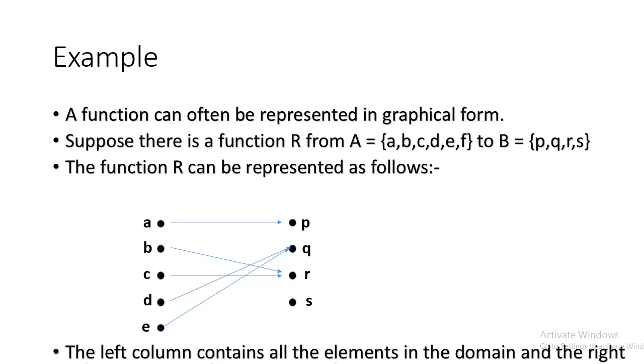From this figure we can say that the left column contains all the elements in the domain and the right column contains their corresponding images. Don't confuse here: set A contains the elements a, b, c, d, e, f. These are called the domain, and the right column, p, q, r, s, is called the images corresponding to the domain elements. Okay, next.